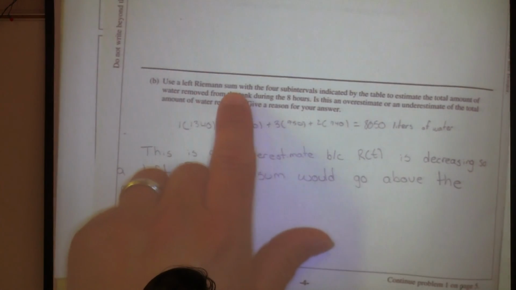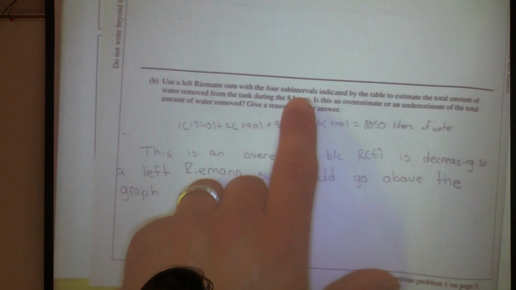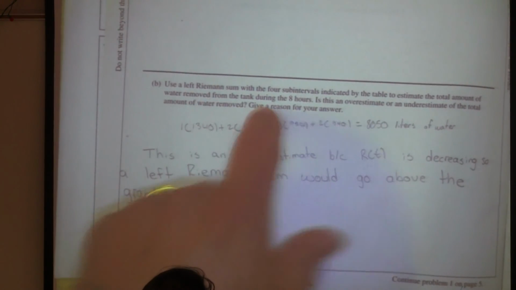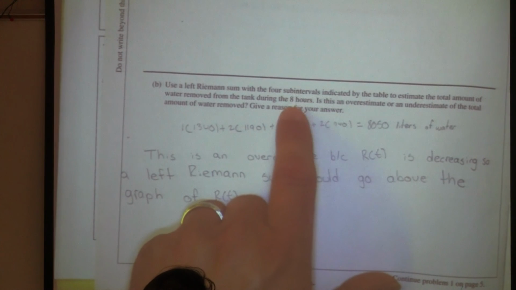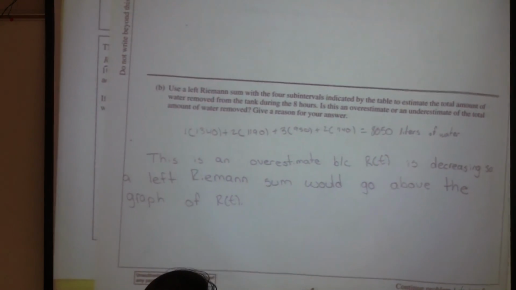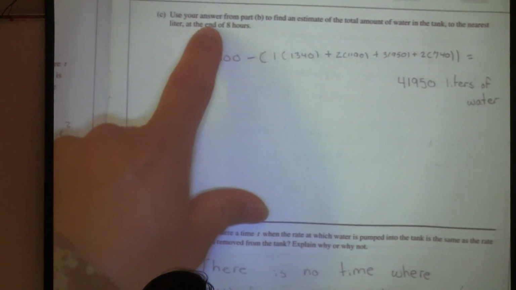Yes. Second question says use a left Riemann sum with 4 subintervals, right? Indicated by the table to estimate the total amount of water removed from the tank during the 8 hours. So this is like the integral of R of T, right? And they calculated that. That should be pretty easy to do as well. And when you get to part C, it says use your answer from part B to find an estimate of the total amount of water in the tank to the nearest liter at the end of the 8 hours.